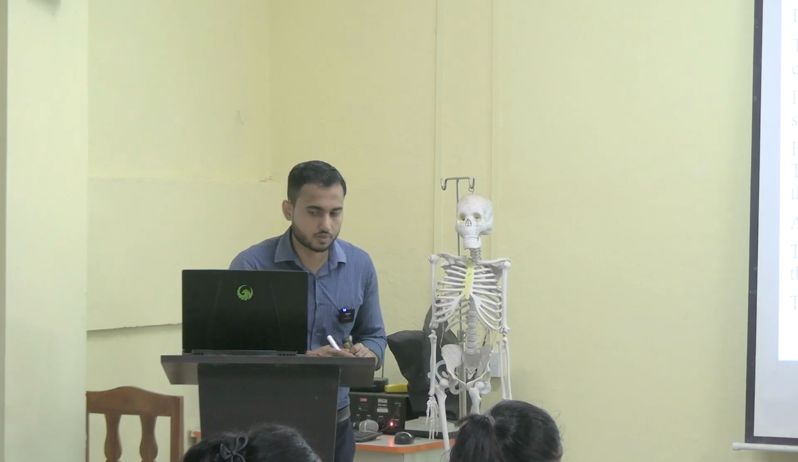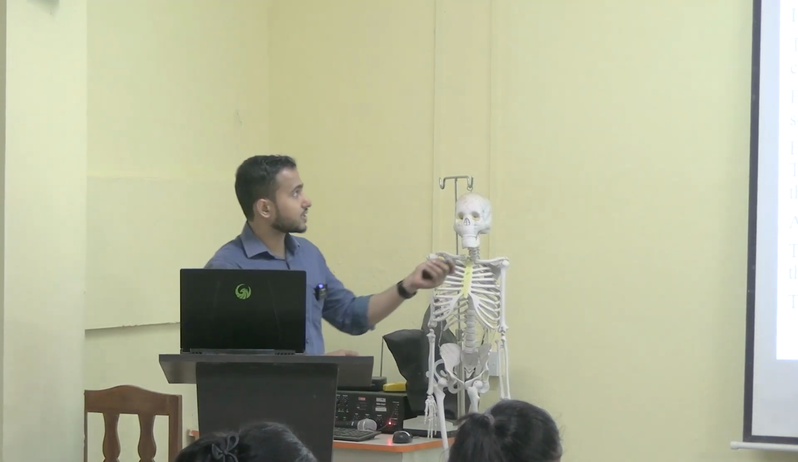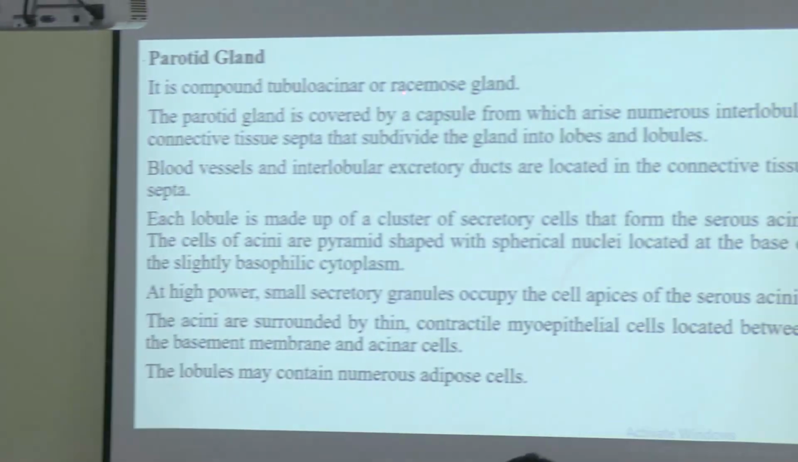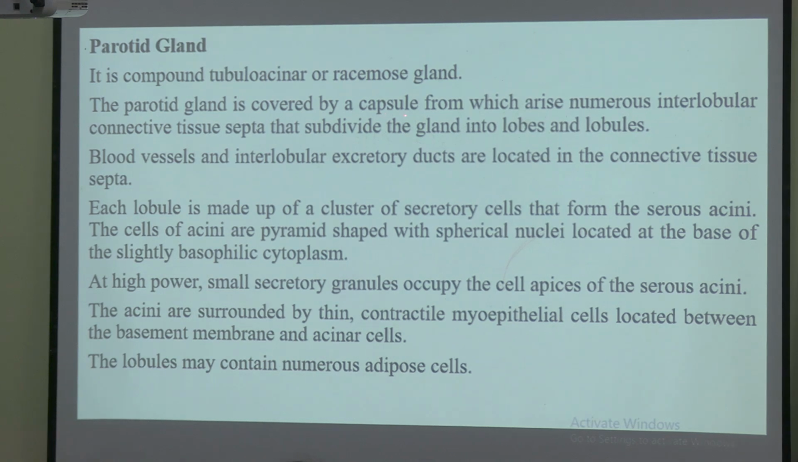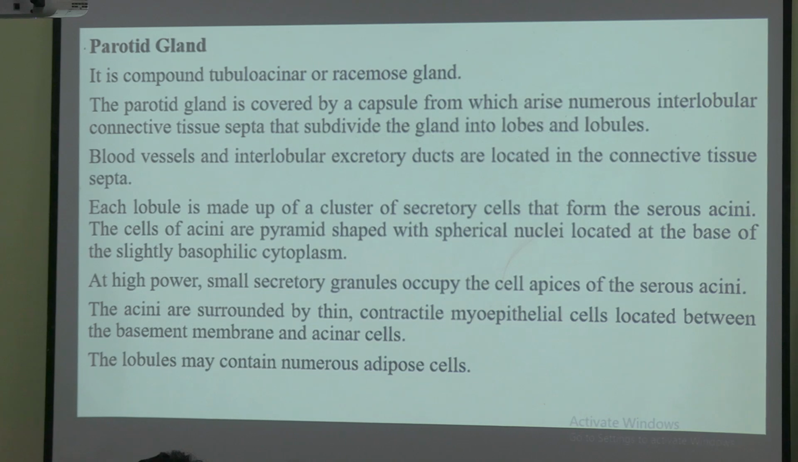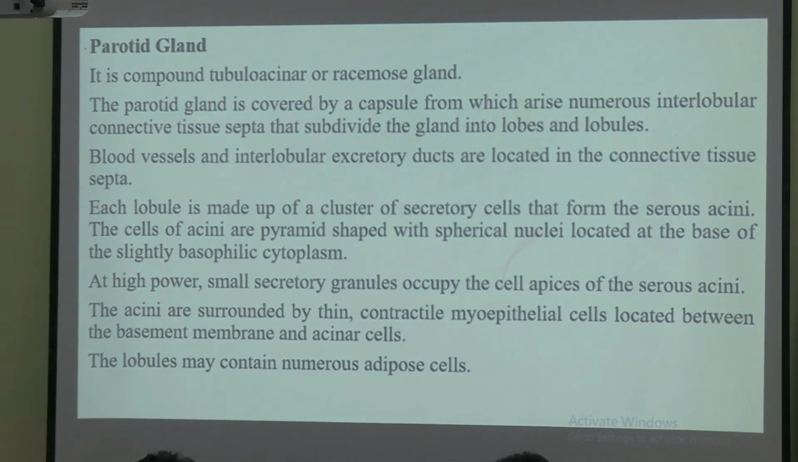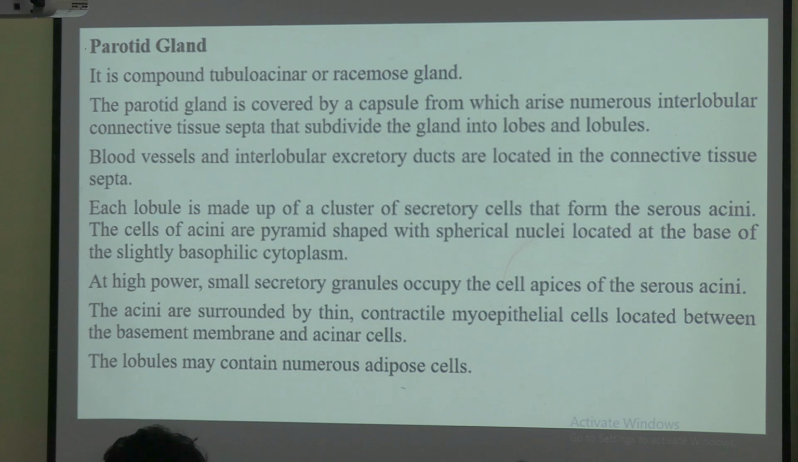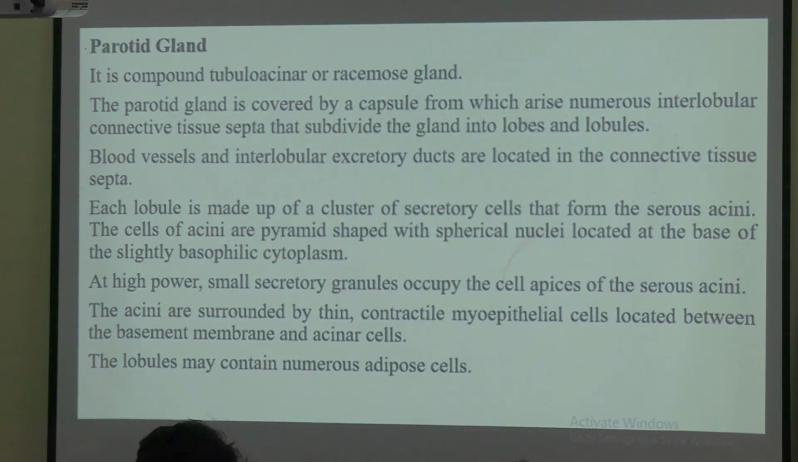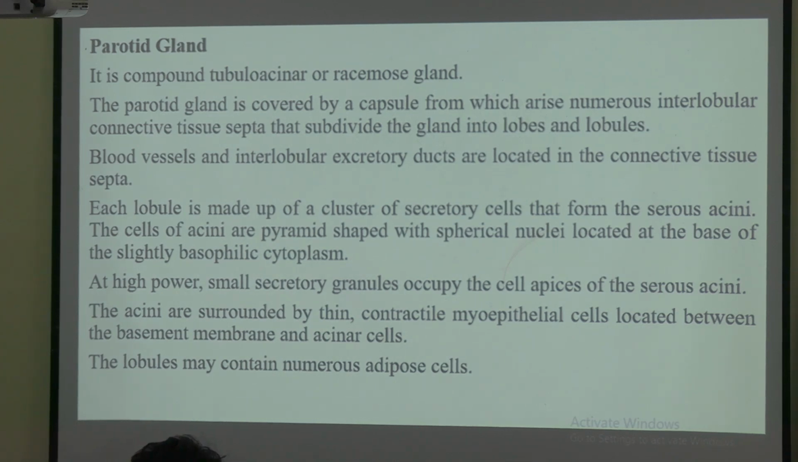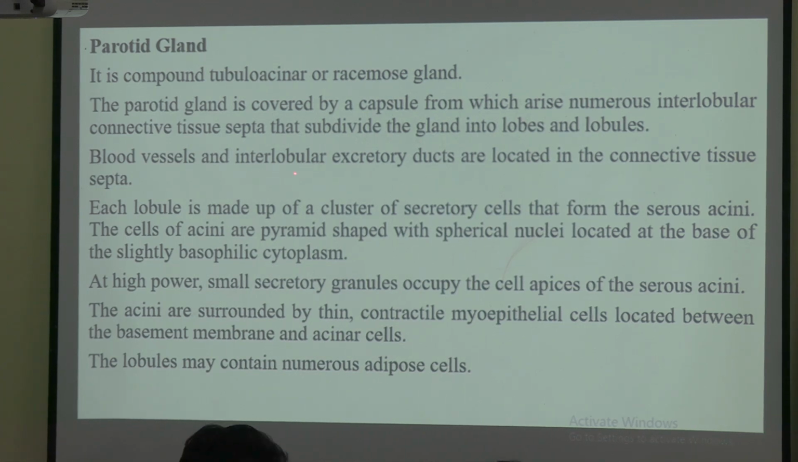of the parotid gland. First of all, it is a compound tubulo-acinar gland, also called a racemose gland. The parotid gland is covered by a connective tissue capsule. The capsule sends septa into the gland, which divide it into lobes and lobules. Through that connective tissue septa, blood vessels, nerves and larger ducts go into the gland. As you can see, blood vessels and interlobular excretory ducts are located in the connective tissue septa.